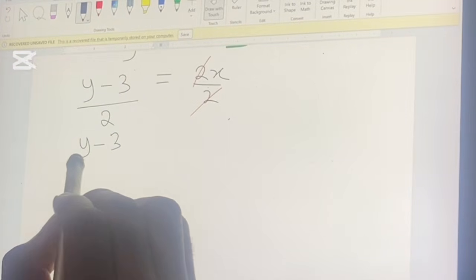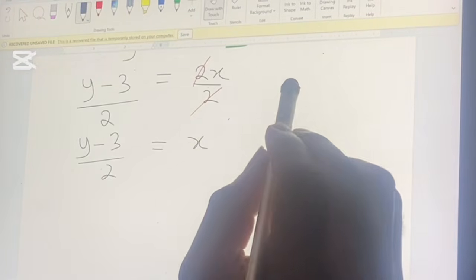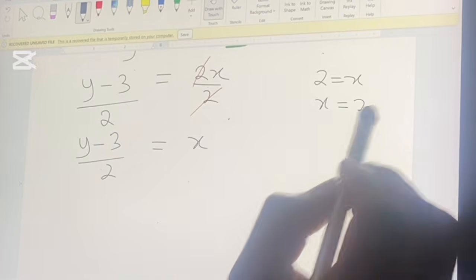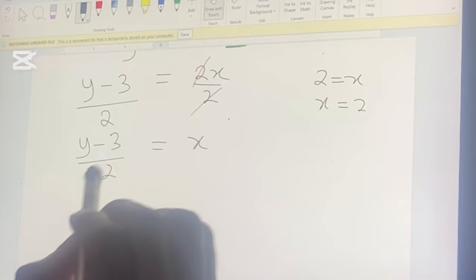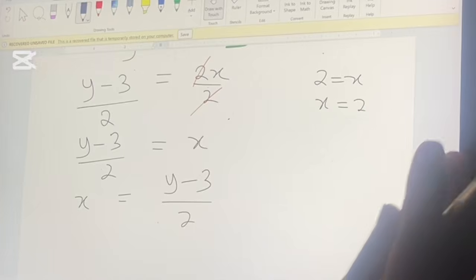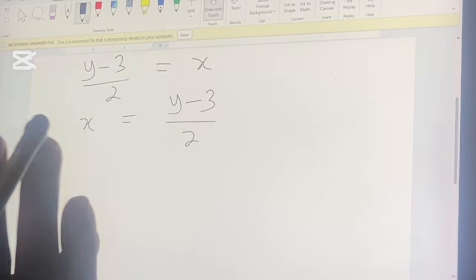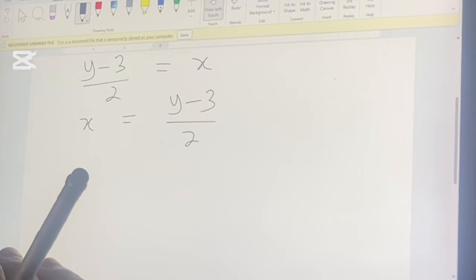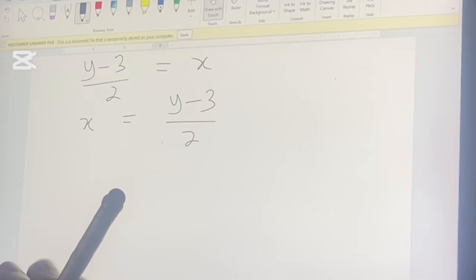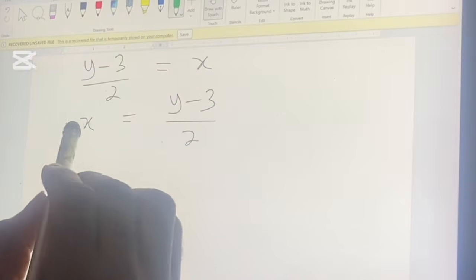I'll be left with y minus 3 over 2 is equal to s. In mathematics, if I have this equal to s, it is the same as s equal to this. So this expression can also be written as s is equal to y minus 3 over 2. From the notes, we are asked to make s the subject letter. That's the first step. The second step is to change s as its inverse and y as s. So I will change this to the inverse.